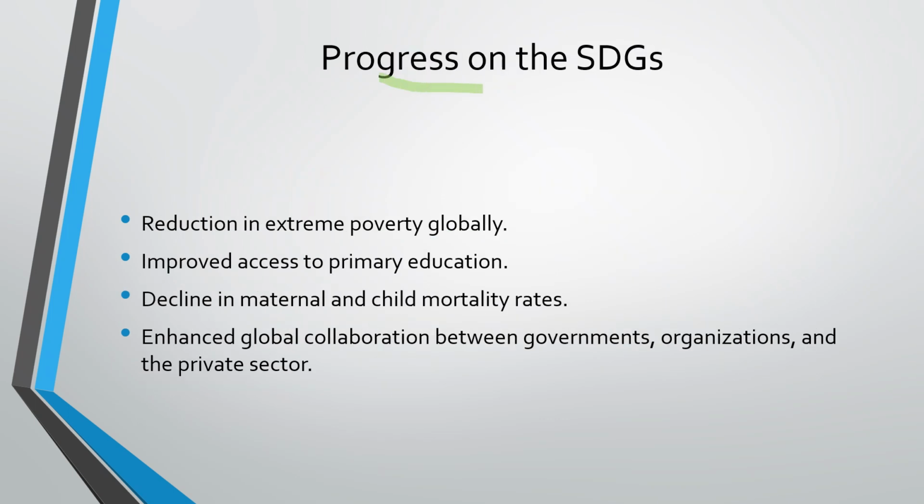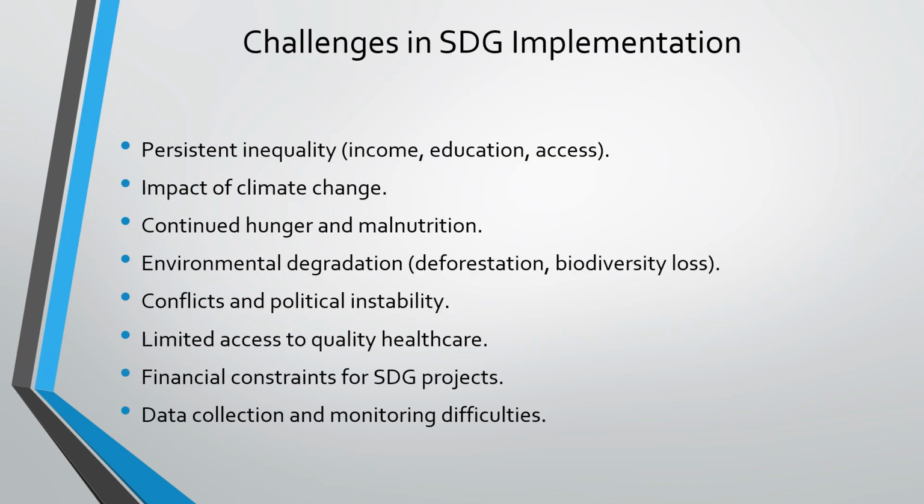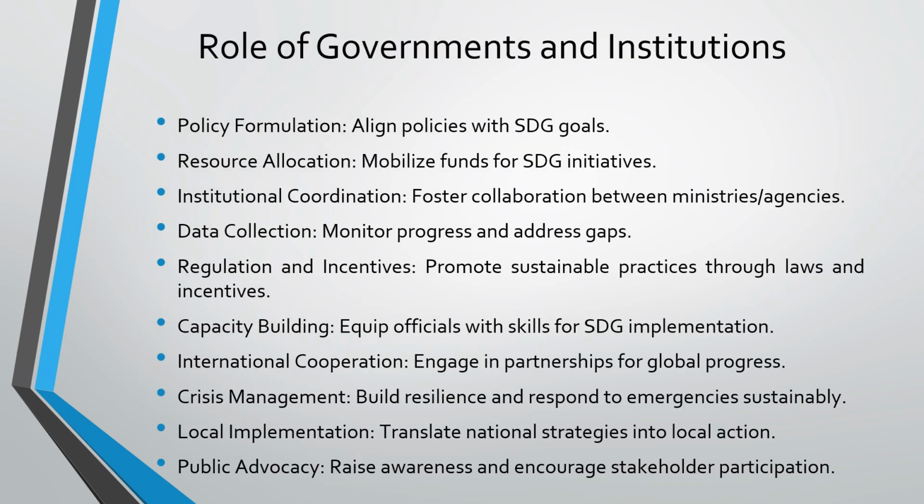What is the progress on SDG? It helps to reduce extreme poverty, improve access to education, at least primary education, decline in maternal and child mortality rate, and enhance global collaboration between government organizations and private sector. There are challenges in SDG implementation. There will be persistent inequality, climate change, poverty, environmental degradation, conflict and political instability, limited access to quality healthcare, financial constraints, data collection and monitoring difficulties.